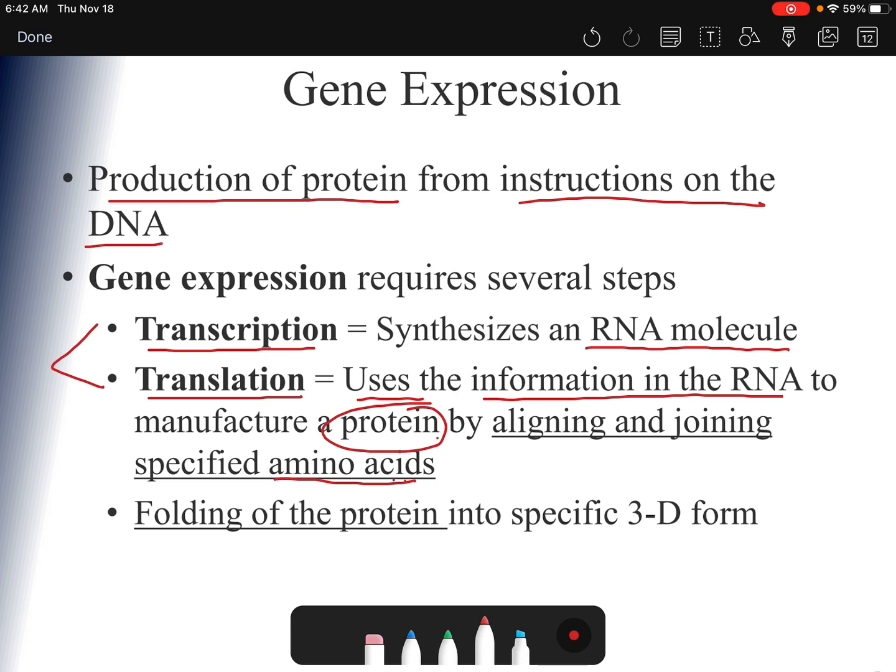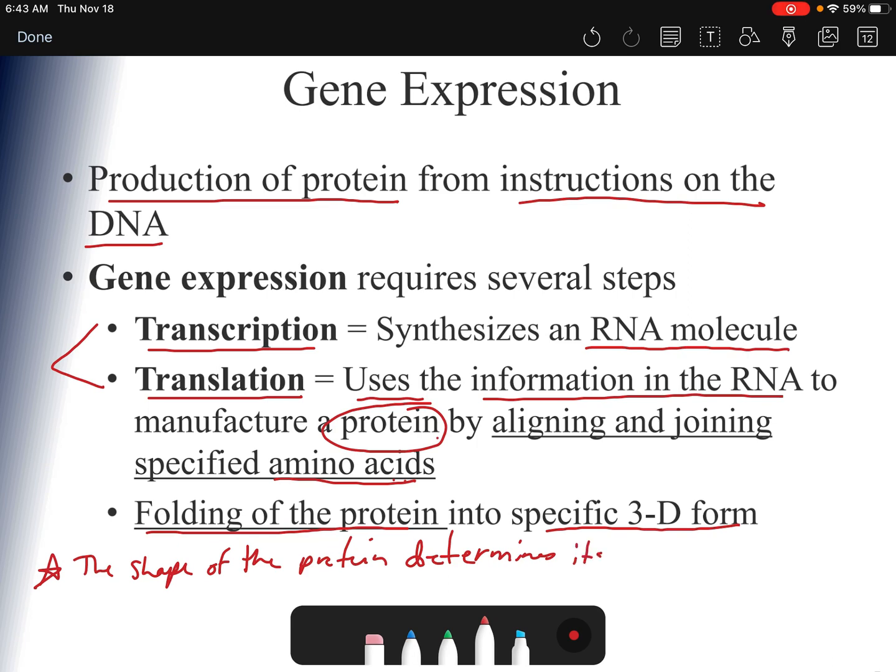Now, even though this isn't involved in these two processes, transcription and translation, once we actually make the protein, it has to be folded in a particular, specific 3D form. That's because, I'm going to put a star here, you can add this into your notes, the shape of the protein determines its function. Shape of the protein determines its function. So once we get done with transcription and translation, we actually have the protein made. It still has to do some specific folding so that it can actually function like it's supposed to.